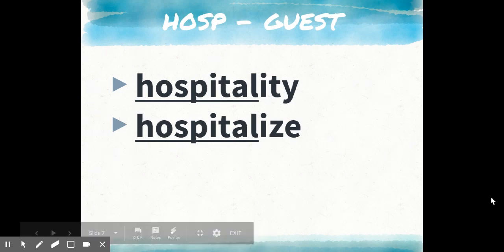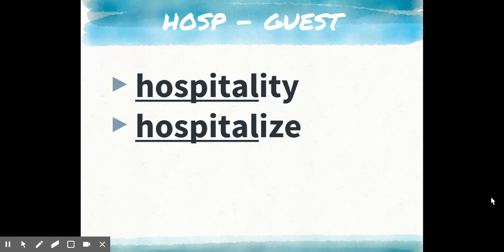Next is hospitality and hospitalize. So when I think of both of these words, I think of the word hospital, which is probably a word that you're familiar with, and it's probably a word, if you think of the A at the end, that you could sound out and spell. So just like hostility, hospitality. So think of hospital and then that ity at the end. I think that'll help you with that one.